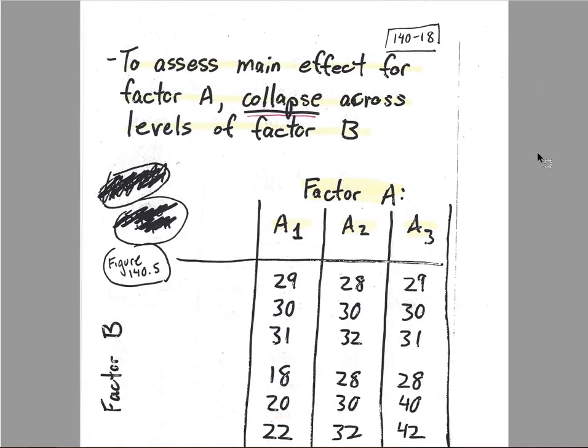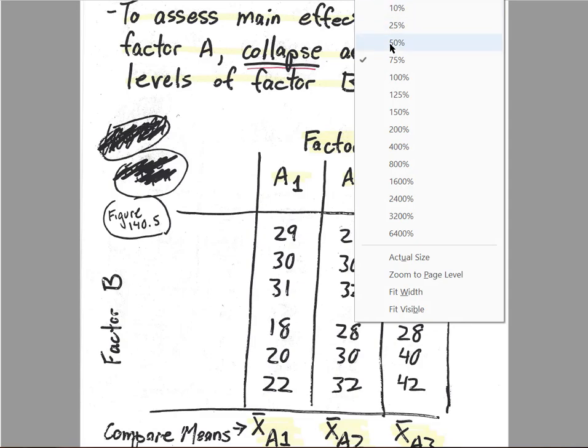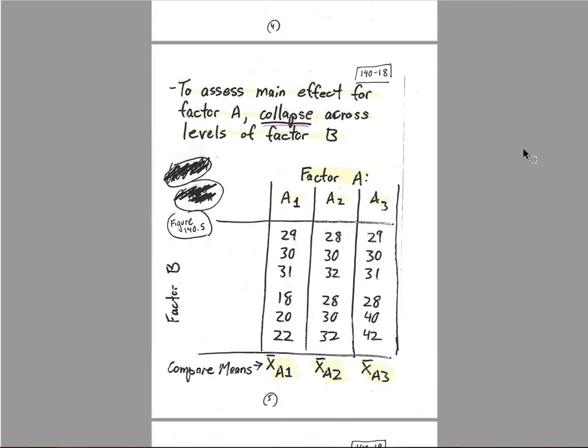I redraw my table to illustrate that concept. Let's make this a little bit smaller still, just to make this real easy to see. I'm looking at page 140-18. To assess the main effect for factor A, you collapse across levels of factor B. Notice I have erased the line that had separated the dysthymia people from the major depressive people. For all practical purposes, there is no factor B now. For all practical purposes, it does not exist. All that I have is factor A.